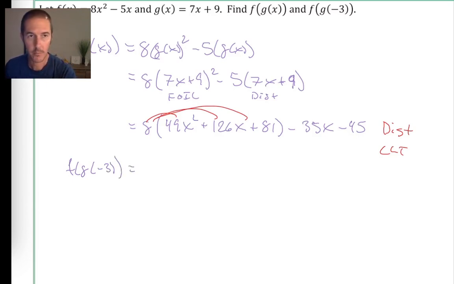I'm not going to do that. You know how to distribute, you know how to combine like terms, and you know how to plug in a number. Just make sure that when you plug in a number like -3, if you're squaring it, it should become positive. So if you're typing this into a calculator, maybe make sure to use parentheses.